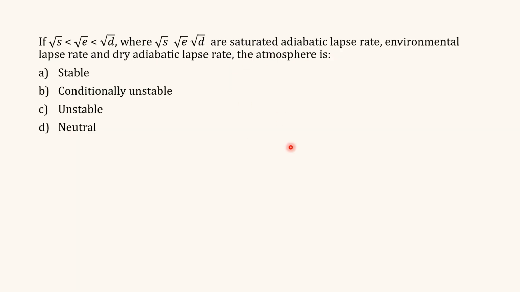This is also a similar question, but the mode of representing the lapse rate is different. So this is the saturated adiabatic lapse rate, this is the environmental lapse rate, and this is the dry adiabatic lapse rate. The condition mentioned is that the environmental lapse rate is more than the saturated adiabatic lapse rate, but less than the dry adiabatic lapse rate, and the stability of the atmosphere is asked.